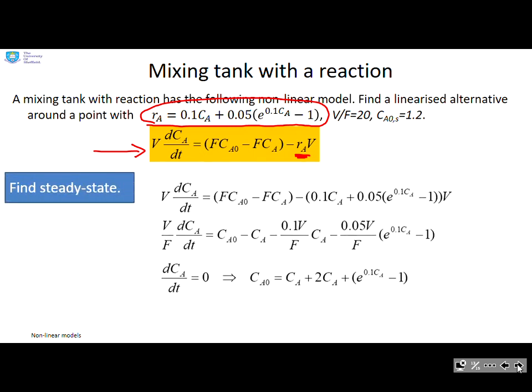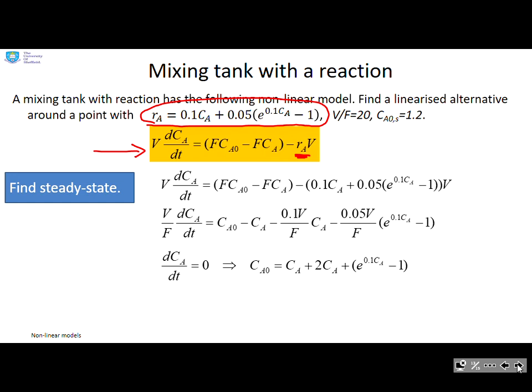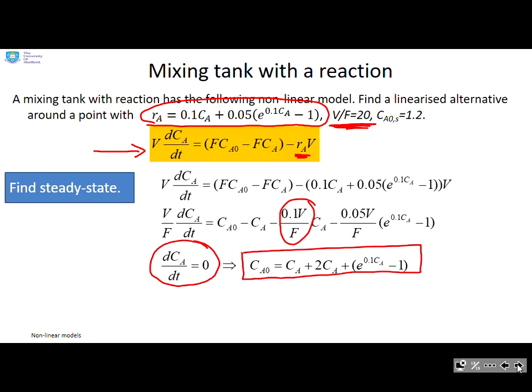So first, find the steady state. What we do when we find the steady state is we set dc dt equal to 0. Now what I've done here to simplify things, you see these terms have all disappeared because I've used this value given at the top that v over f equals 20. So if I plug that in, we find the steady state is given by this expression here.